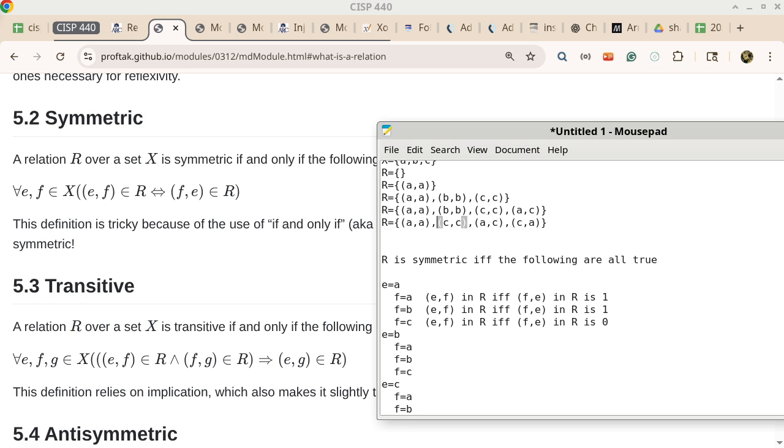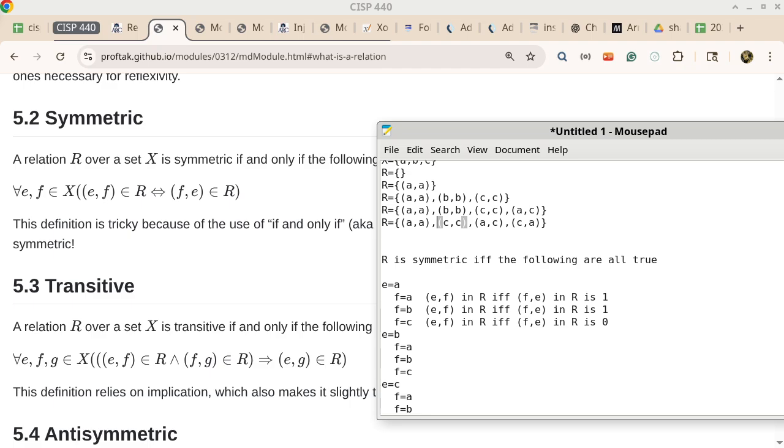So when we only have three elements in X, we have 27 items to evaluate because E can be A, B, or C, F can be A, B, or C, and then G can also be A, B, or C. So you have 27 cases to consider, but for every single case, you better make sure this part is true. Are we okay in terms of the concept?